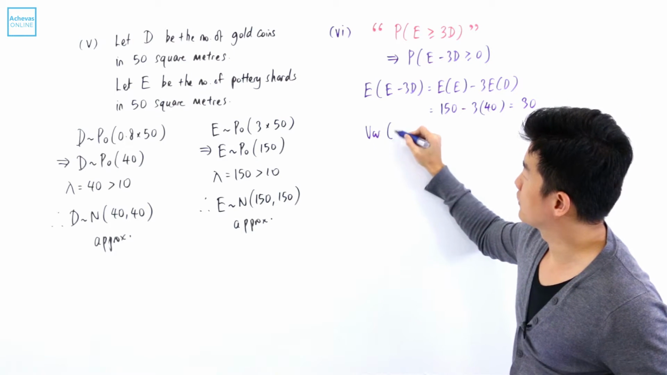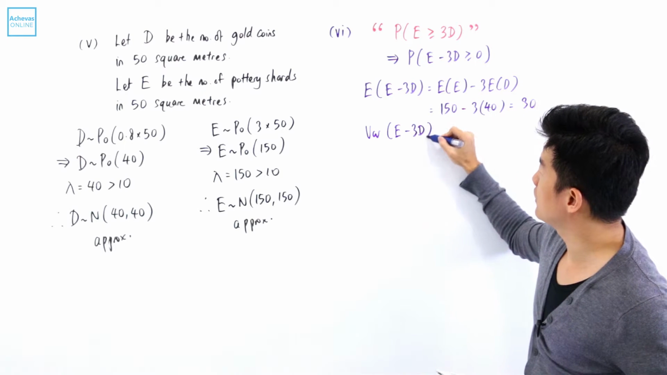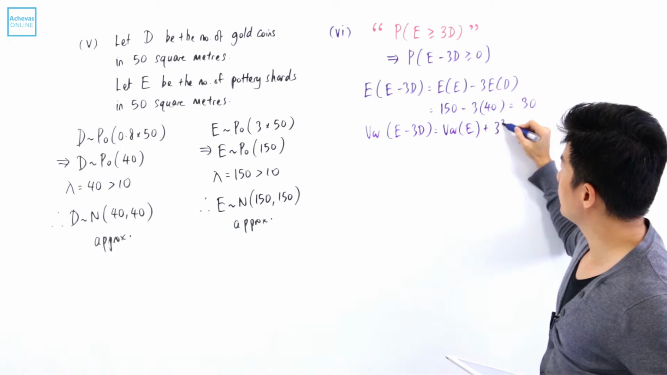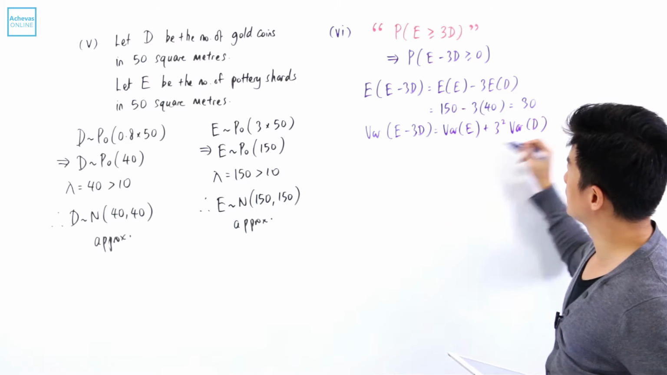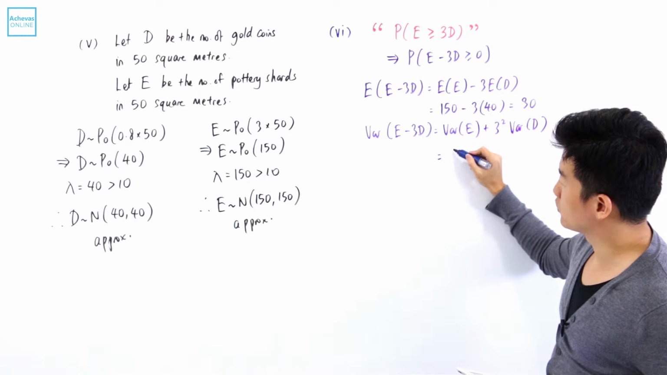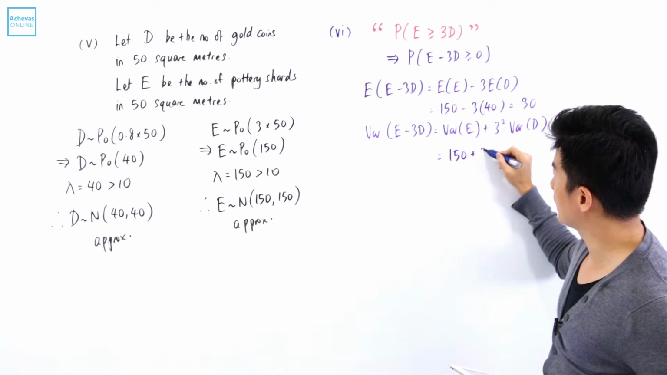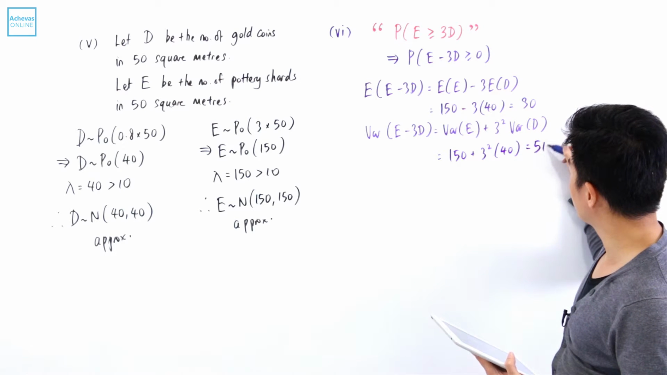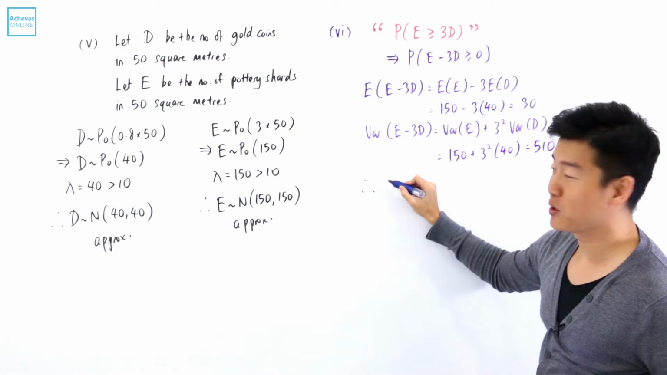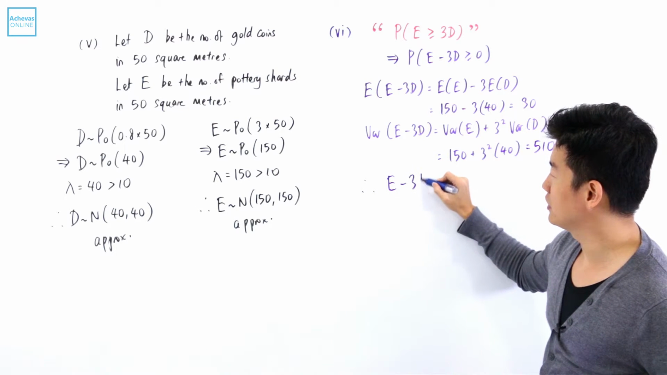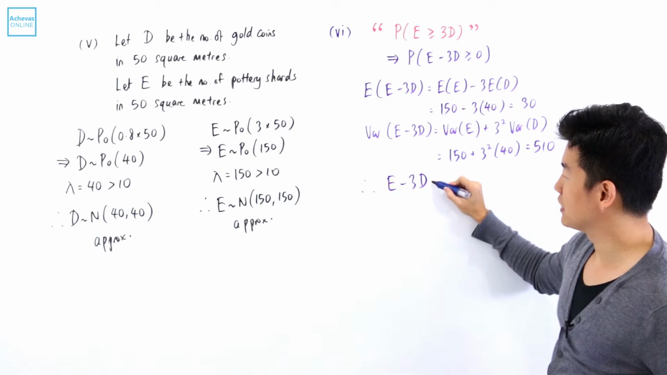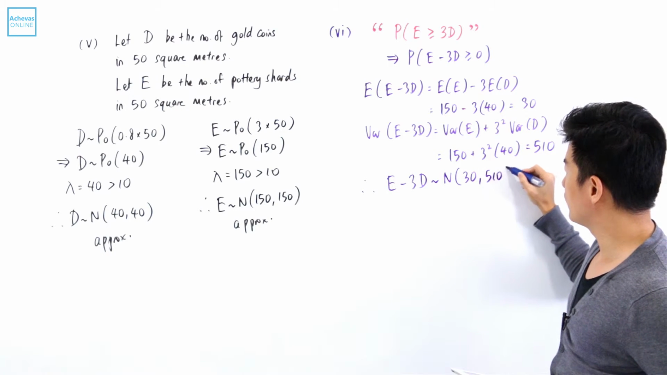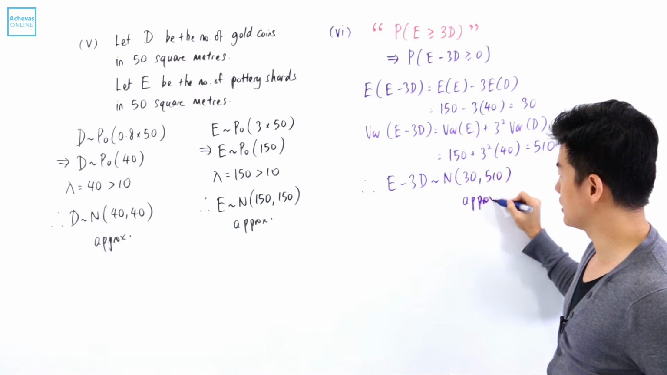And I want to find the variance of E minus 3D. This is the variance of E plus 3 squared, the variance of D. So it is going to be equal to the variance of E, 150, plus 3 squared multiplied by 40. This is equal to 510. That is why we can now come out with this distribution, E minus 3D, which will follow a normal distribution of 30 and 510 approximately.